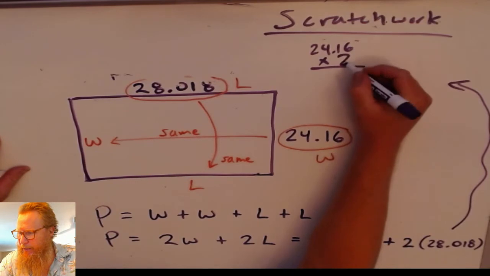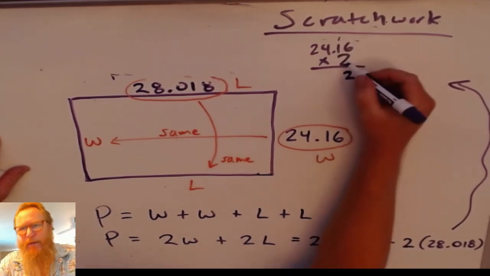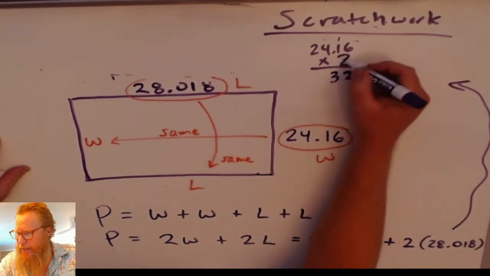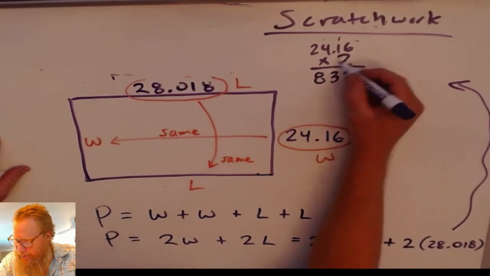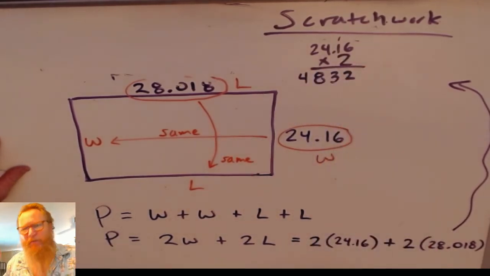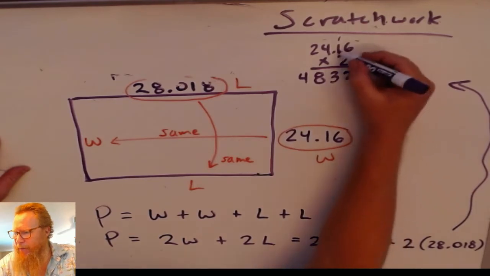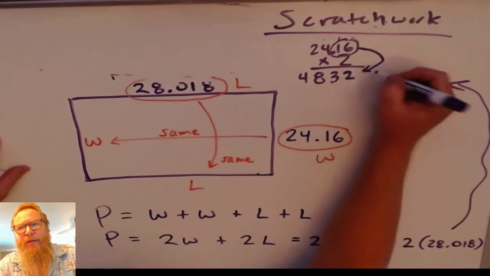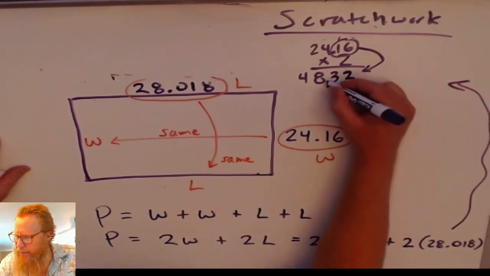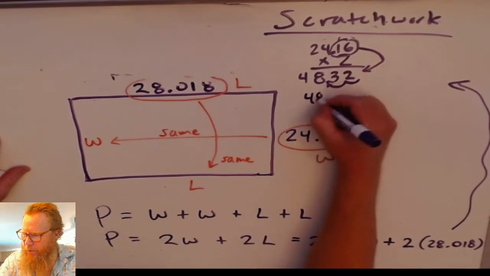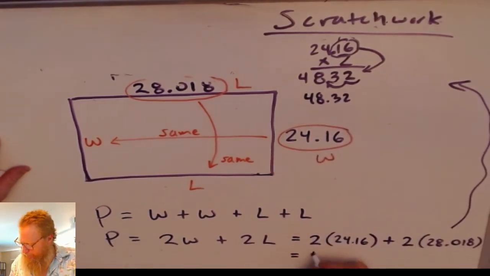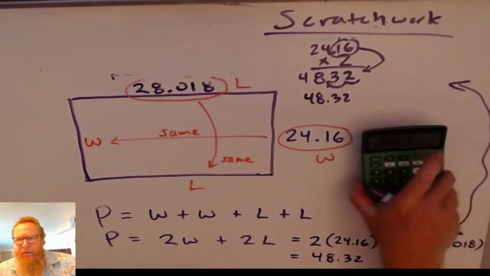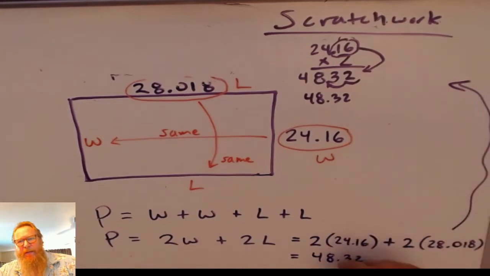That's going to be 6 times 2 is 12. Carry the 1. 2 times 1 plus 1 is 3. 2 times 4 is 8, and 2 times 2 is 4. So 48, 32. There are 2 decimal places, two digits past the decimal, so we're going to move the decimal over 2 places. And so that becomes 48.32. If you're really good at mental math, or if you're skipping ahead and using the calculator, you will get that value very quickly.